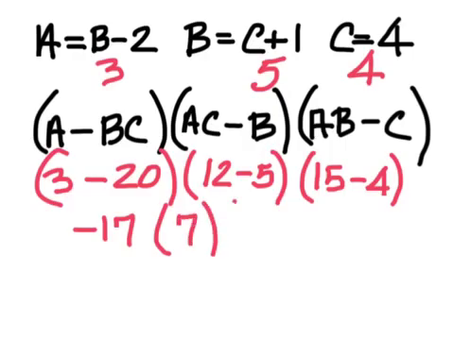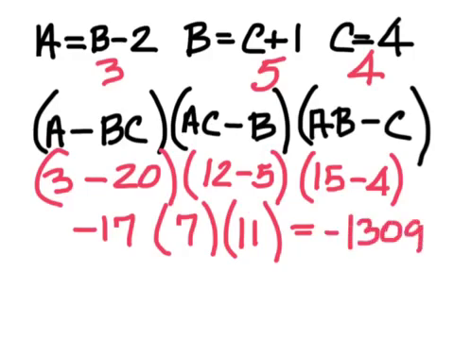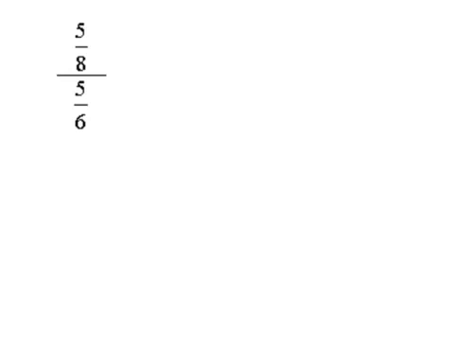This is a 7, and this is an 11. So that boils down to 77 times a negative 17, which would be a negative 1309.